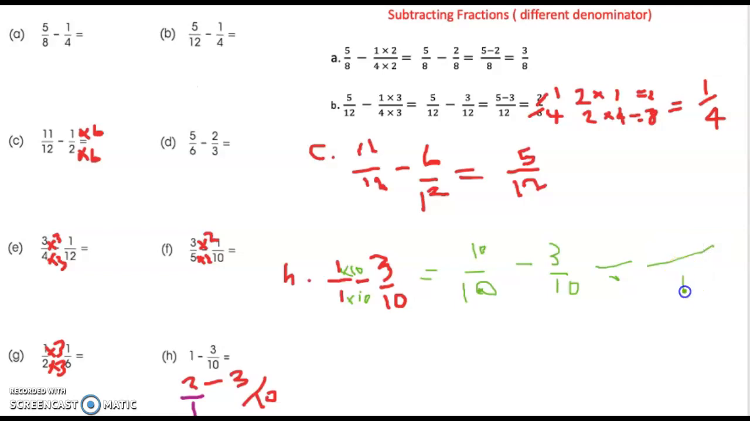So this will be 10. And then 10 minus 3 will be how much? 7, right? So 7 is a prime number. So there will not be any times table that both will come in. So this is your answer.